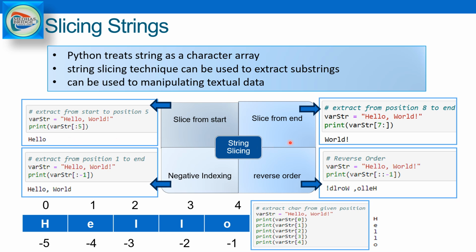Look at slicing from the end. Let us say I would like to extract a substring from position 8 to the end. This is how we have represented it. Here is an output. In the next example, to print the string in reverse order, the output would be the string printed in reverse order. We could also use a negative index to extract substrings. Here is one more example.